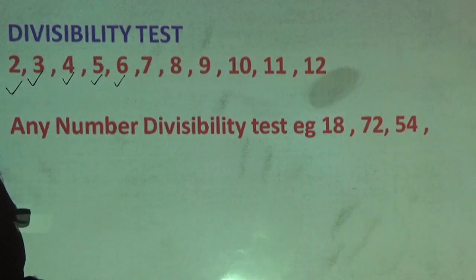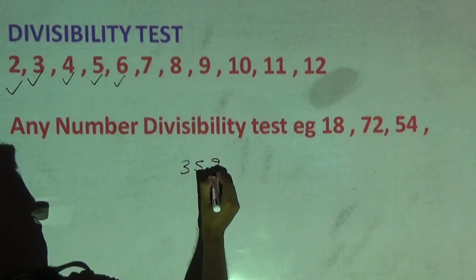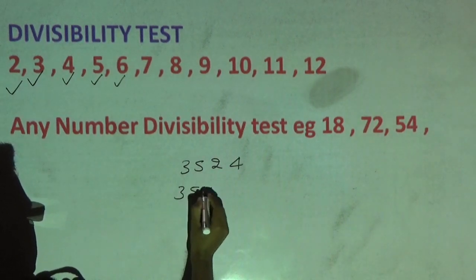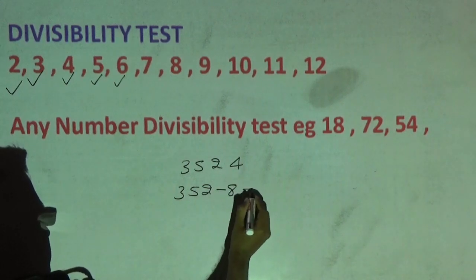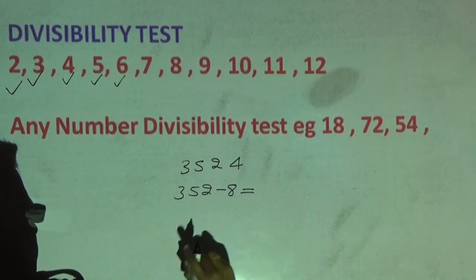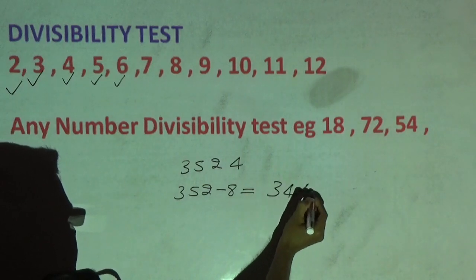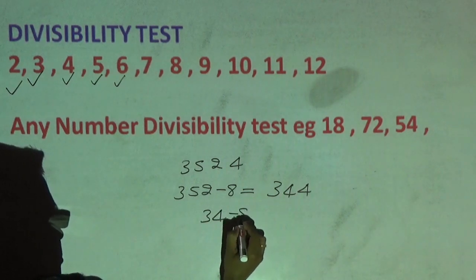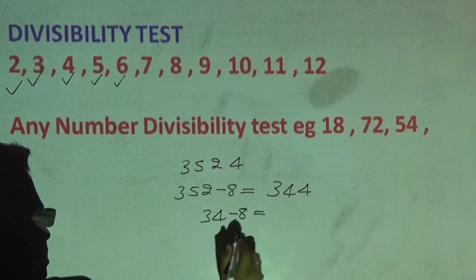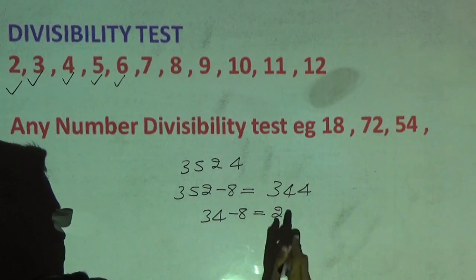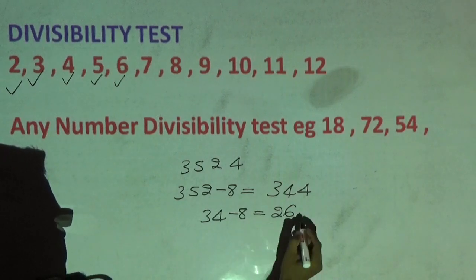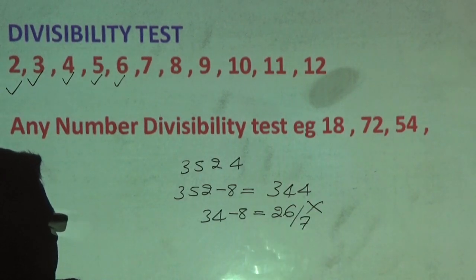One more example I want to take. 3524. Okay, now I want to check whether this number is divisible by 7 or not. So I will write the remaining digits as they are, and the last digit you double. Okay, 52 minus 8. What is 52 minus 8? 344. Okay, now I want to check again. 34, then the last digit you double. Okay, what is this? That will be 26. Whether 26 is divisible by 7? No. 26 is not divisible by 7. Therefore, 3524 is also not divisible by 7.